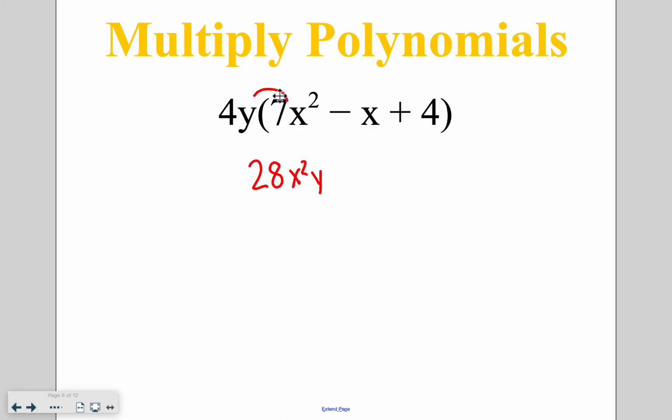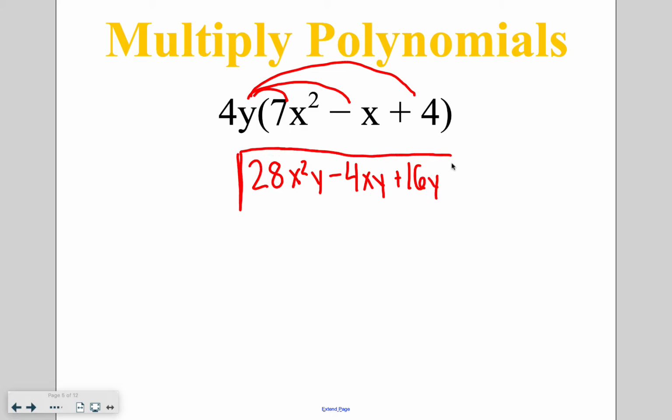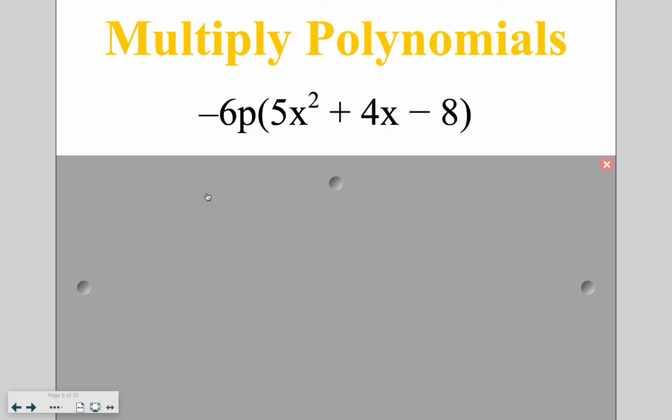And then when I distribute to my next term of the trinomial, I'm going to end up with -4xy, and then when I distribute to the last one, I end up with plus 16y. So the multiplication of the coefficients continues just as the same, and then your variables end up in alphabetical order. Go ahead and try this one on your own.